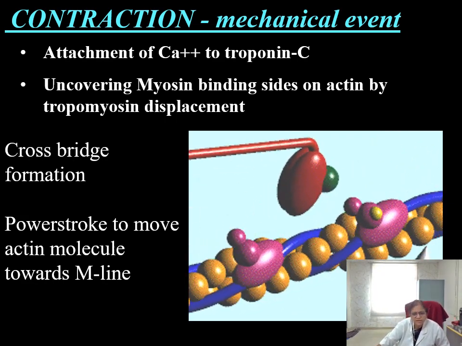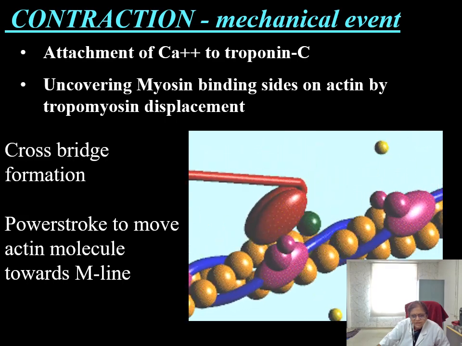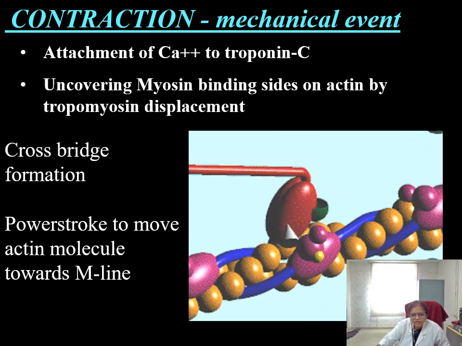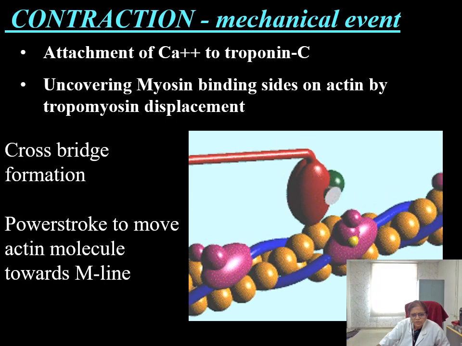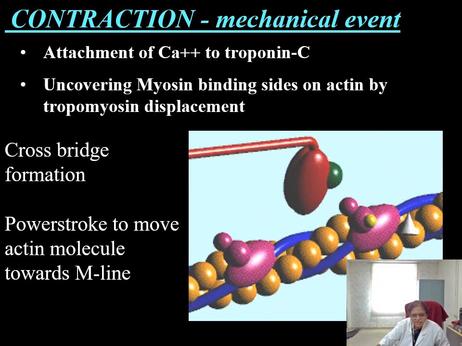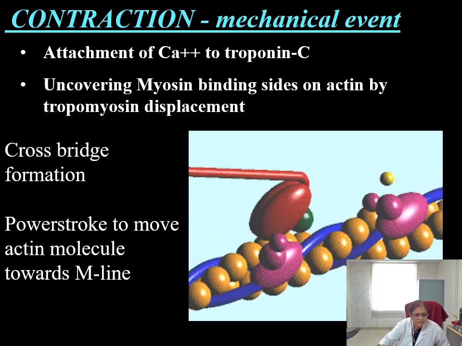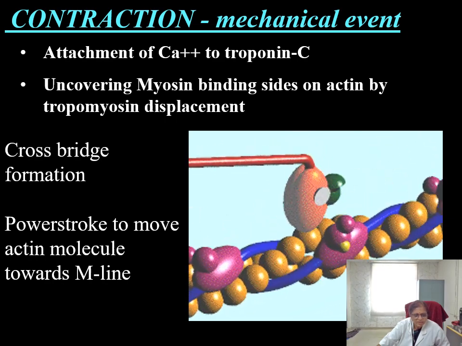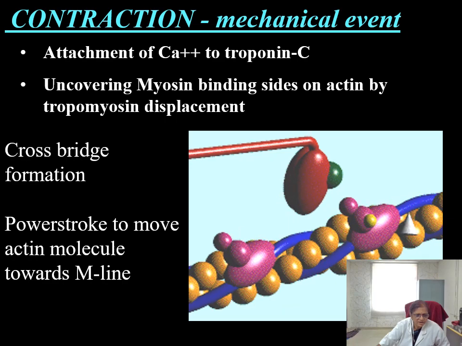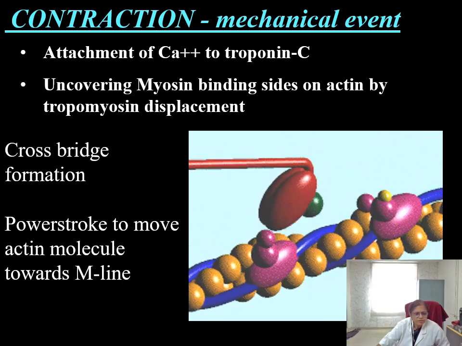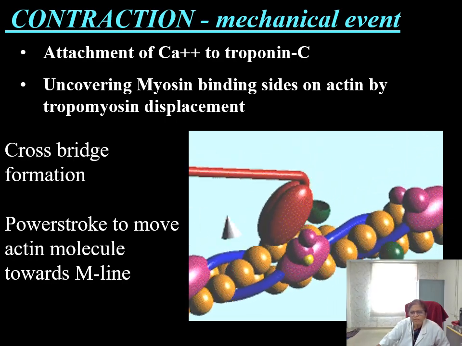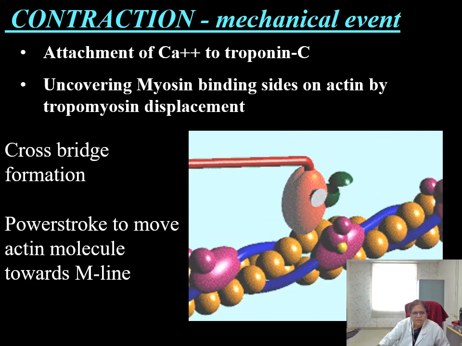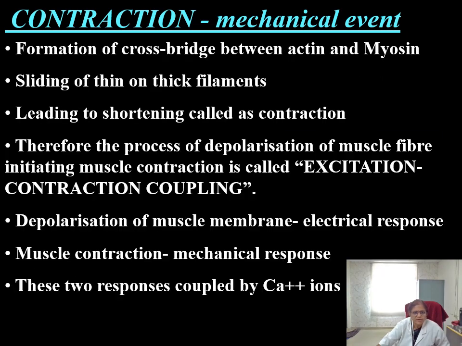Power stroke is nothing but the bending of the head of the myosin at the neck region, pushing the actin filament towards the M line. For this also, the same energy of ATP is needed here. So power stroke moves the actin molecule towards the M line. This is the second step of muscle contraction here.